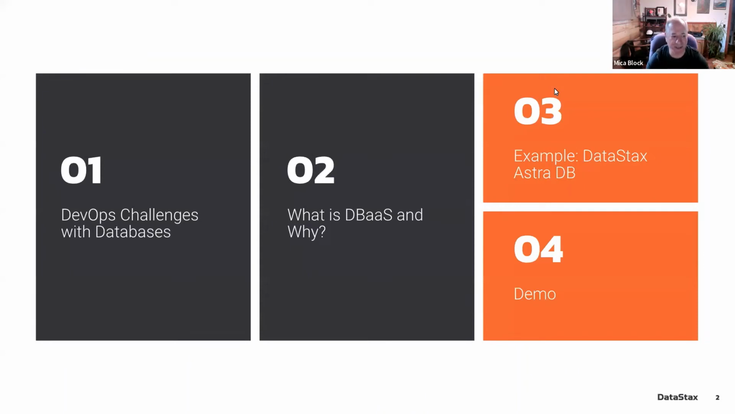Today we're going to talk about why database as a service is DevOps' best friend. So what we're going to talk about today is, first and foremost, what are the challenges that DevOps face in regards to databases? We're going to do a little bit of a primer on what is database as a service and why would I want to use one. I'm going to use an example of a database as a service specifically around DevOps, and that database will be DataStax's Astra DB, which is a database as a service based on Cassandra. And at the end, I will go through a demo of some of the features of Astra DB and how it relates to DevOps.